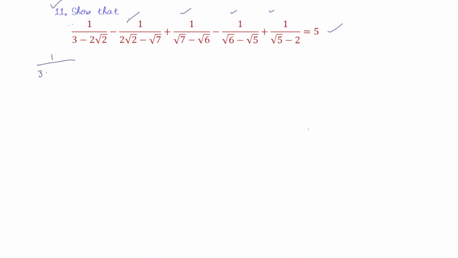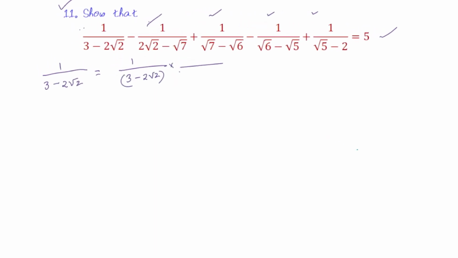1 upon 3 minus 2 root 2. To rationalize, you multiply by 3 plus 2 root 2, both numerator and denominator. So the numerator is 3 plus 2 root 2 and denominator is 3 square minus (2 root 2) square, and this is 9 minus 8, so it will be 3 plus 2 root 2. Now you next take this one, 1 upon 2 root 2 minus root 7.